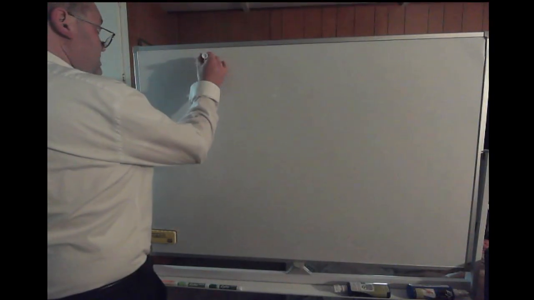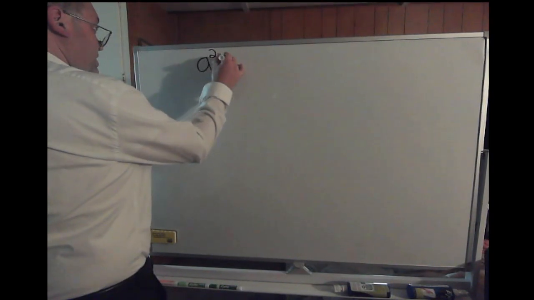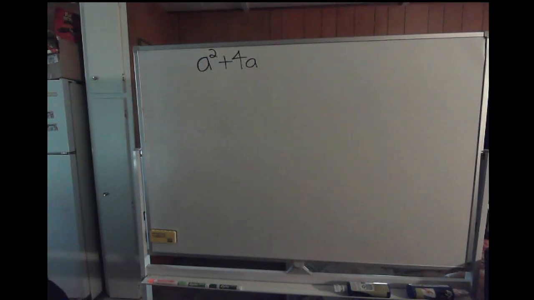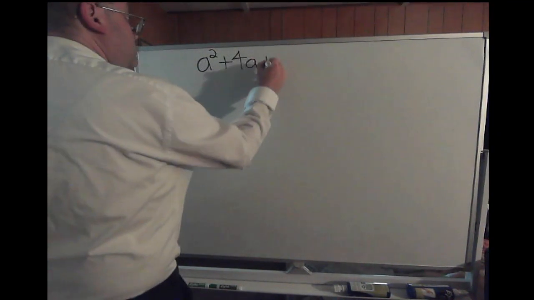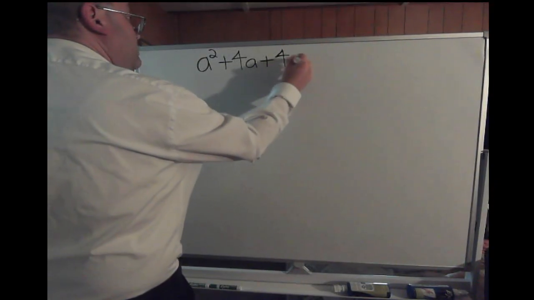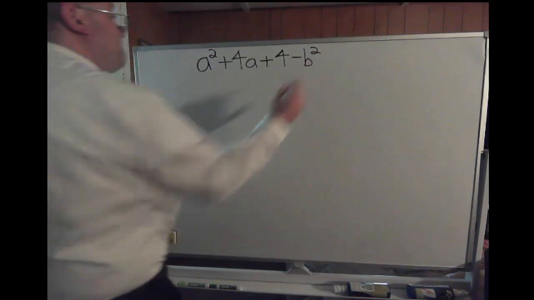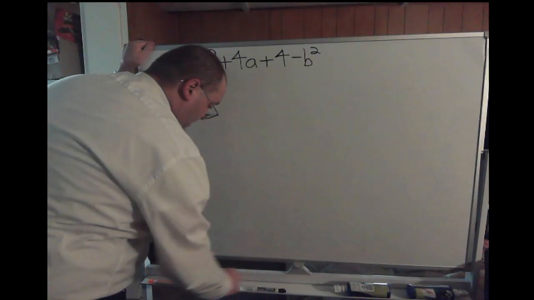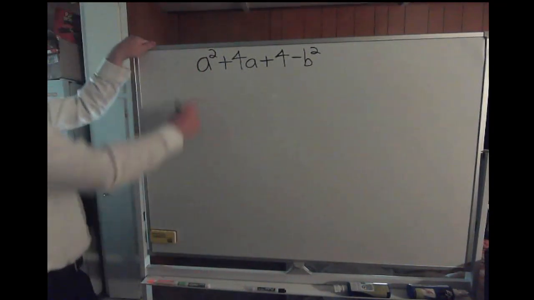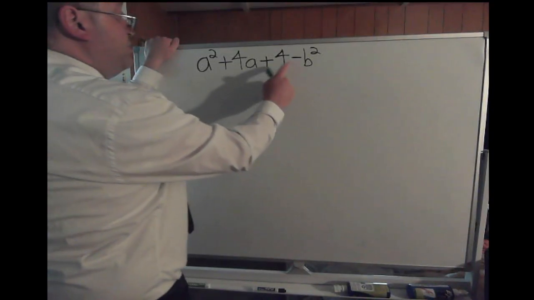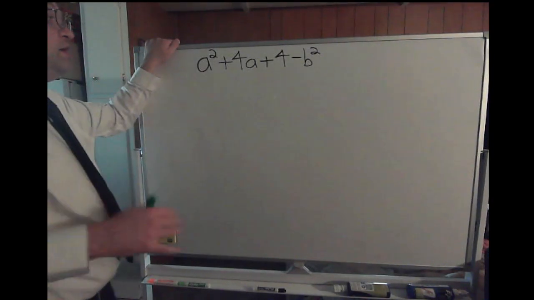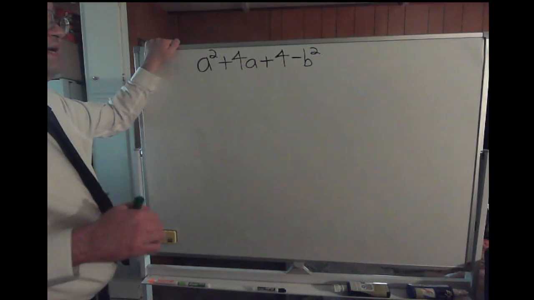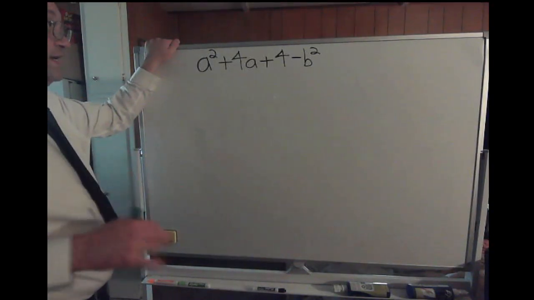Alright, we have a squared plus 4a plus 4 minus b squared. Alright, so this is a little bit different here. Let's just stop a minute. We have a squared plus 4a plus 4 minus b squared. Look for anything at all that is related, okay? These types can get a bit tricky.